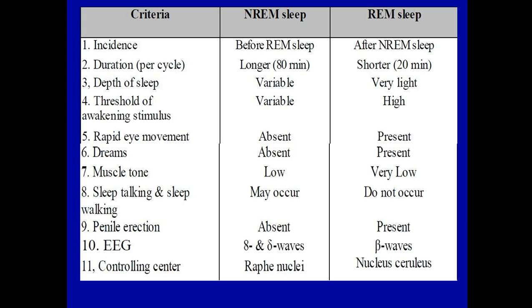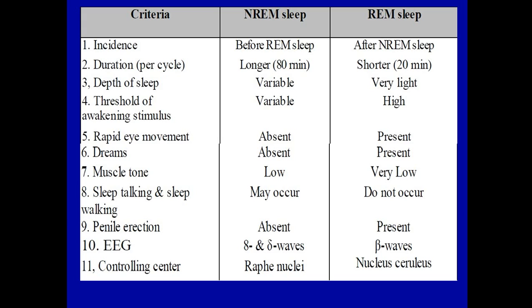طبعا ال REM قلنا usually duration طبعا longer than REM 80 أو حوالي, وذيك shorter 20, بس قلنا the progressive of the cycle يبدي النوع الأول يقل والنوع الثاني يزيد, قلنا حتى يوصل إلى أنه يختفي النوعية الأولى اللي هو non REM، تبقى آخر cycle mainly REM. Depth of sleep variable، بينما بال REM very light. Threshold of the waking stimulant variable، REM high threshold required to wake up.